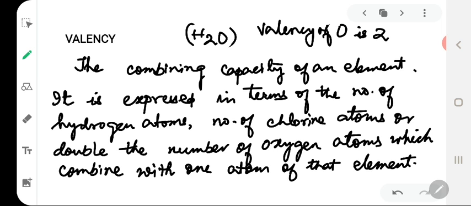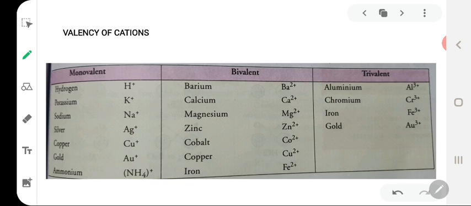In addition to the atoms, the ions which are charged species have also some valencies. Positive ions or cations have positive valencies, negative ions or anions have negative valencies. The valencies of the polyvalent ions are expressed by enclosing them in bracket and putting the positive or negative signs outside it. So let me show you the valency of positive ions or cations.